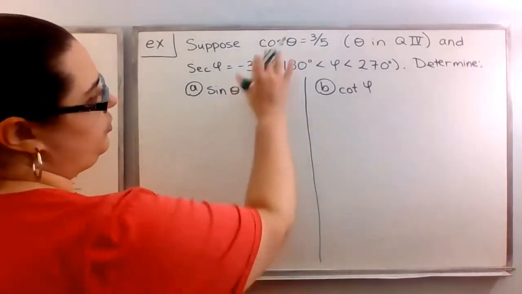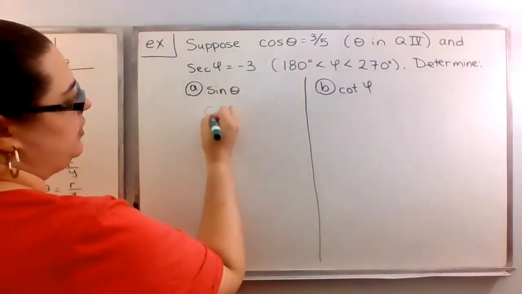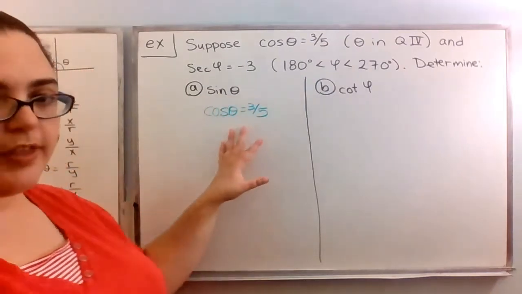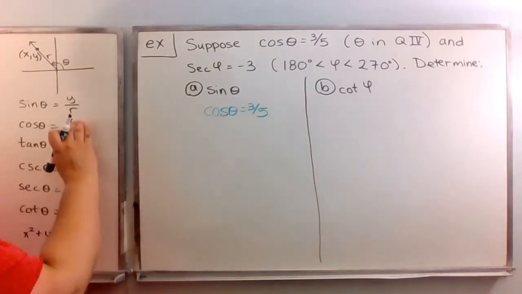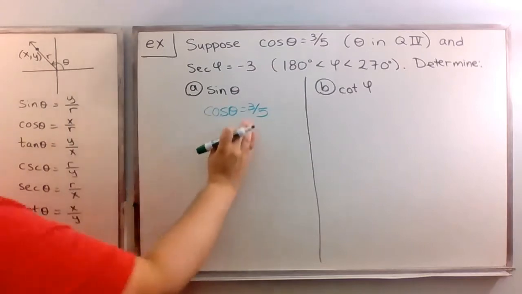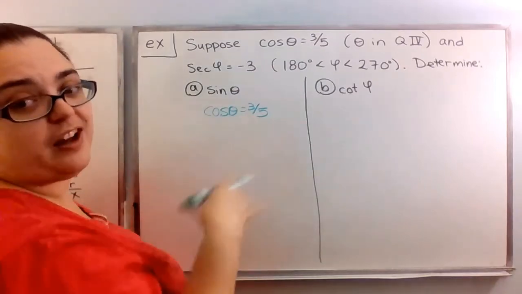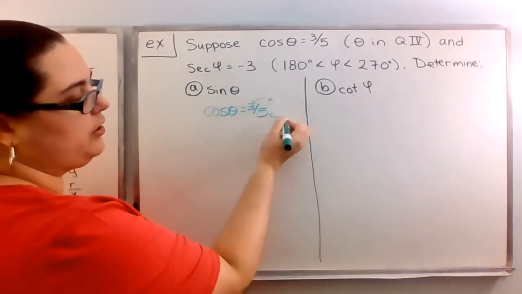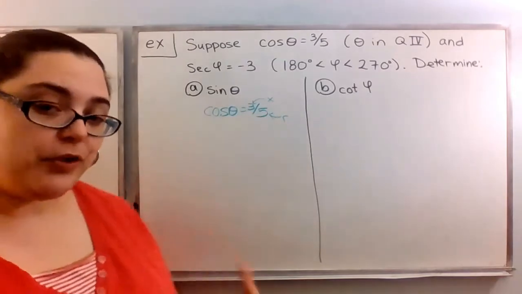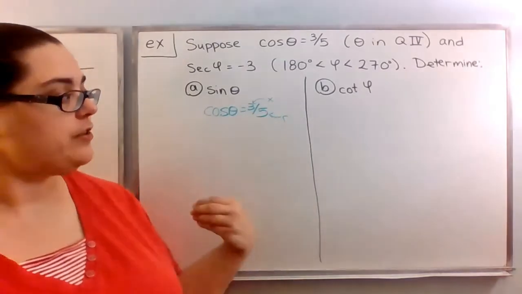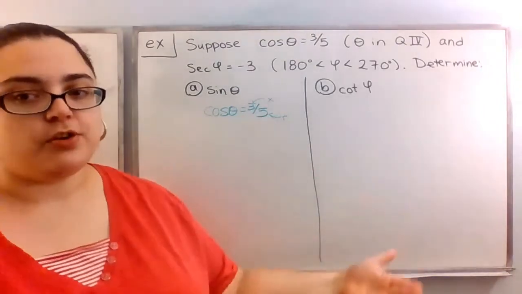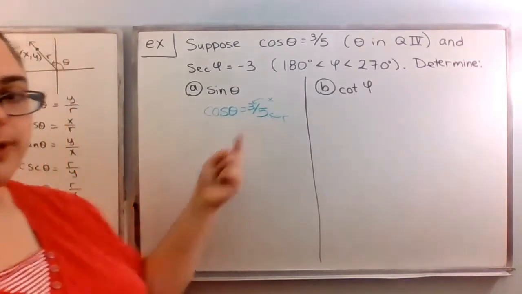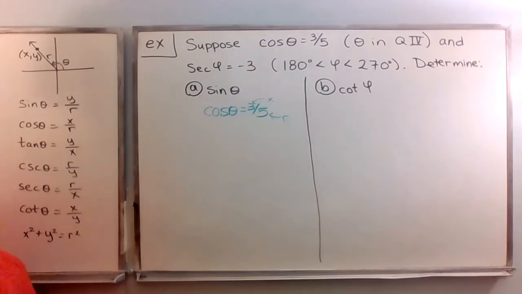So for sine of theta, we know that cosine of theta is 3/5. So we know that the ratio for cosine is the same as x over r. So we can use 3/5 to help us find a value for x and for r by defining x to be 3 and r to be 5. Now, if you wanted to, you could also say that x was 3/5 and r is 1, because 3/5 over 1 gives you 3/5. But if you have it in fraction form, it's nice to use that ratio relationship that we have for our definition.